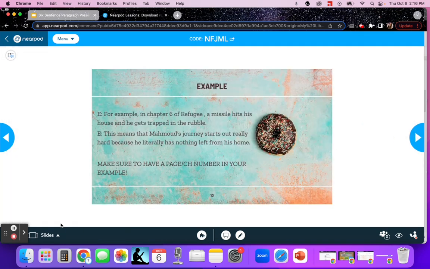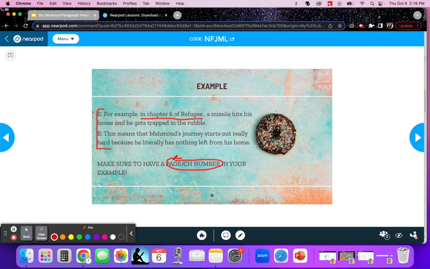Okay, next. Once again, you know how to do this. We've been practicing this all year long. We have an example and an elaboration. So my example is, for example, in chapter 6 of Refugee, a missile hits his house and he gets trapped in the rubble. Notice that I have in chapter 6 of Refugee. You can do the page number or the chapter number, but you do need to include that. This means that Mahmoud's journey starts out really hard because he literally has nothing left from his home.